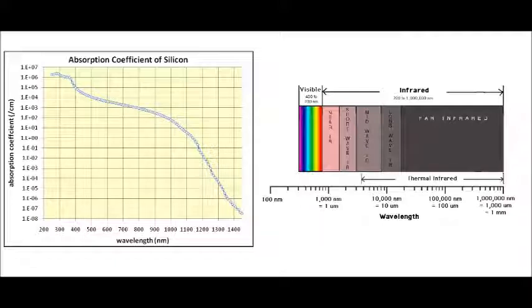The graph shows that silicon effectively absorbs wavelengths between 300 nanometers and 1100 nanometers. Comparing the graph to the figure on the right, we find that silicon absorbs all of the visible light spectrum, but also absorbs some of the near-infrared light. This means that cameras incorporating silicon charge-coupled devices are susceptible to infrared interference.